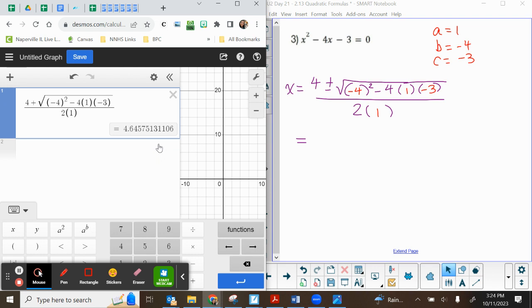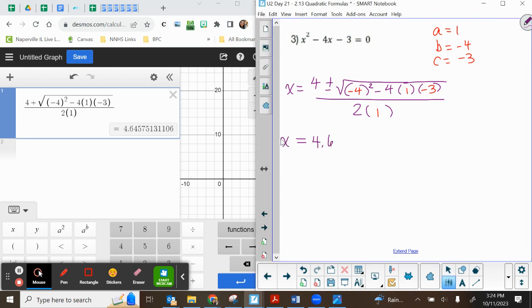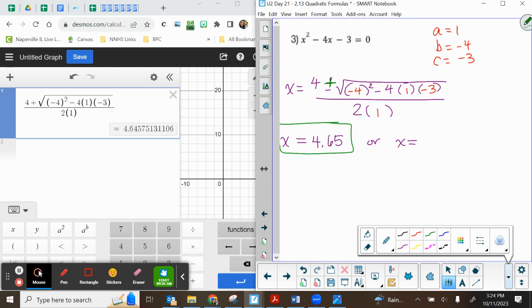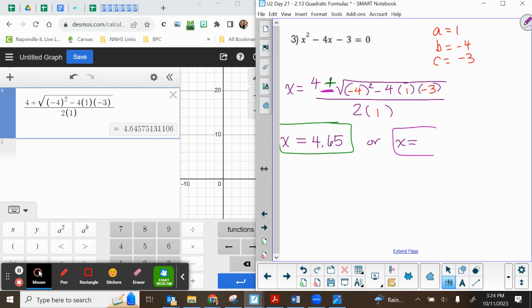And I get 4.64. I'm going to round to 4.65. So x equals 4.65. Now that was for the plus. For the minus, the plus is where it gives me this one, and then the minus is going to be what gives me this one.